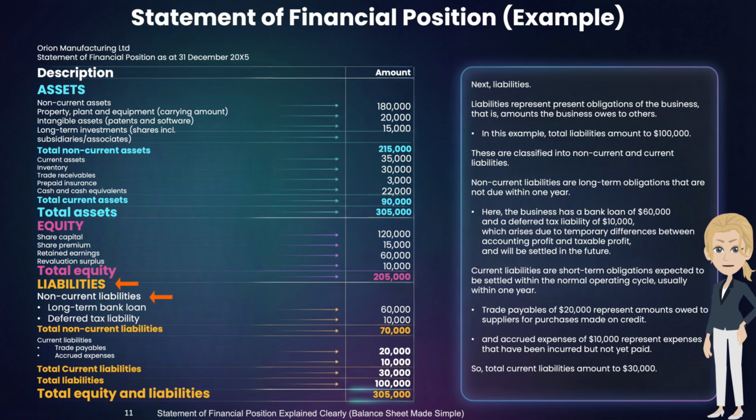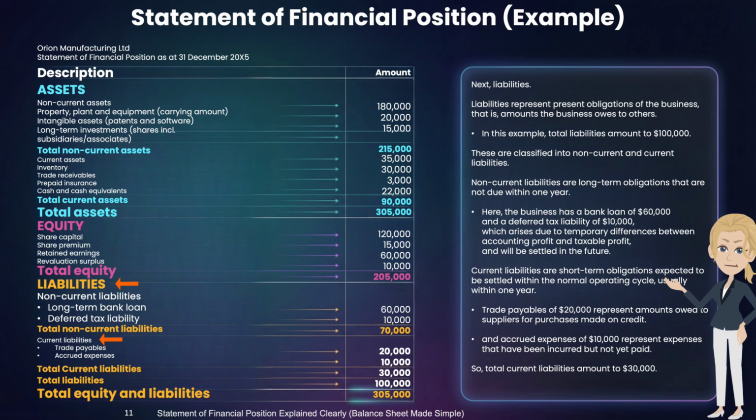Non-current liabilities are long-term obligations that are not due within 1 year. Here, the business has a bank loan of $60,000 and a deferred tax liability of $10,000, which arises due to temporary differences between accounting profit and taxable profit, and will be settled in the future.